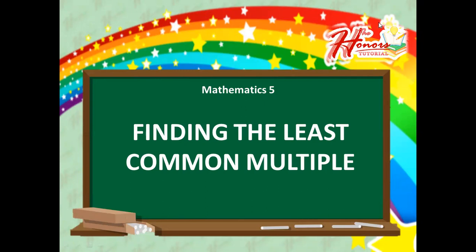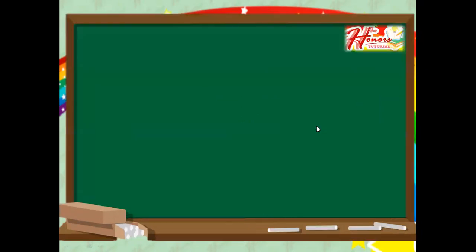Our topic for today is about finding the least common multiple. This is under Mathematics 5. So we have here the first method, the listing method.